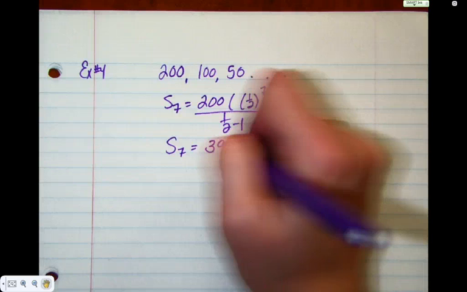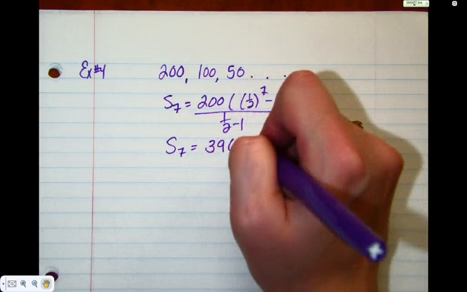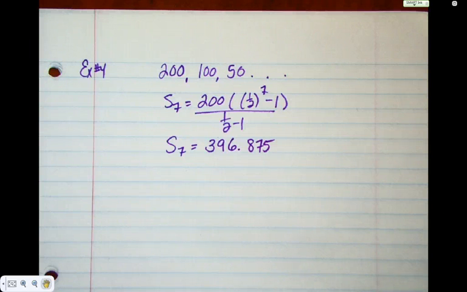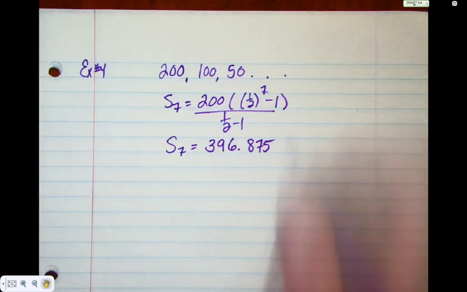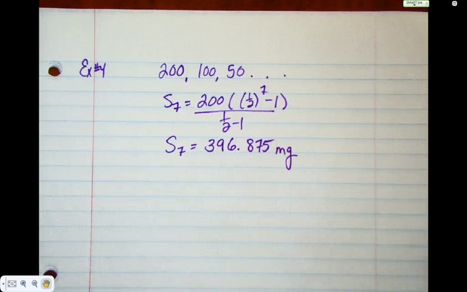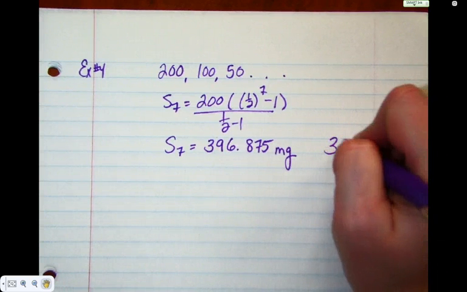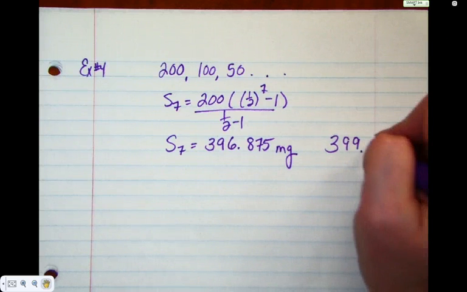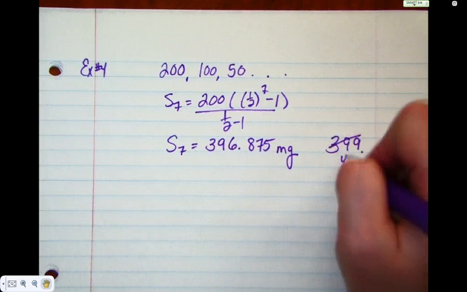Sorry, 396 point, non-rounded. Confirm. Units. 3. Well, no, 0.9948. So if we were to round that, it would be 400?